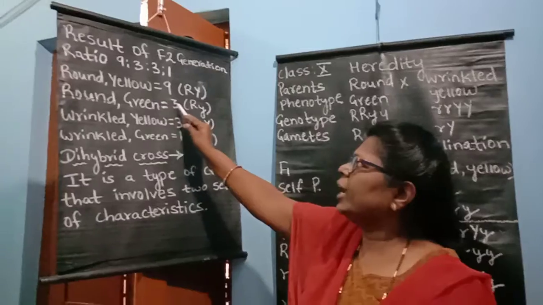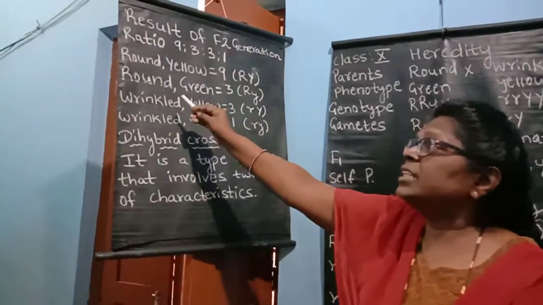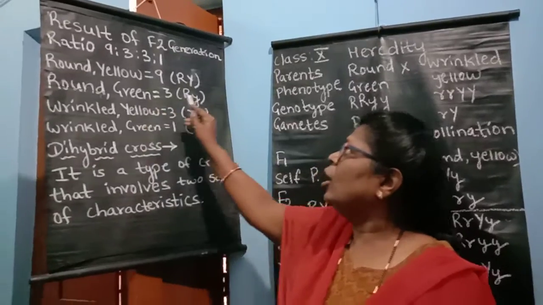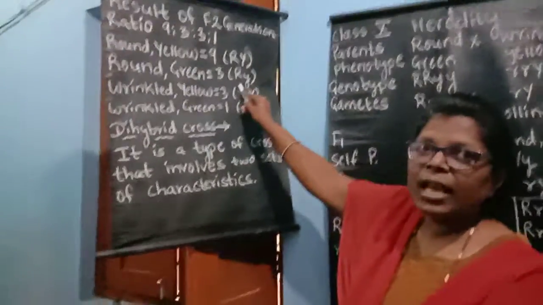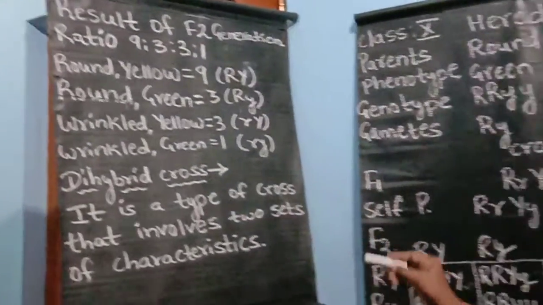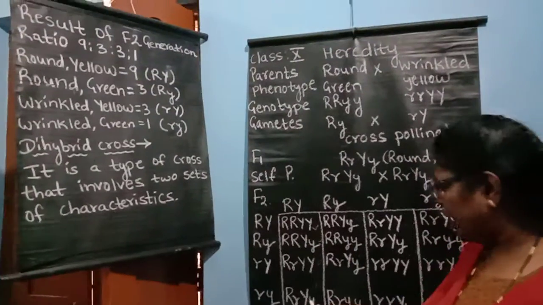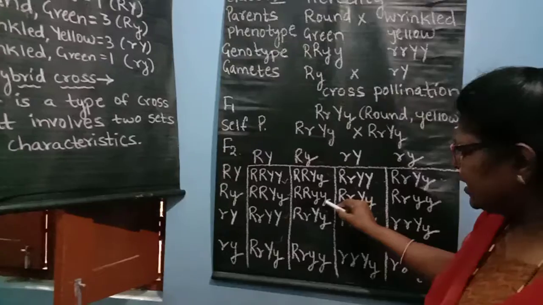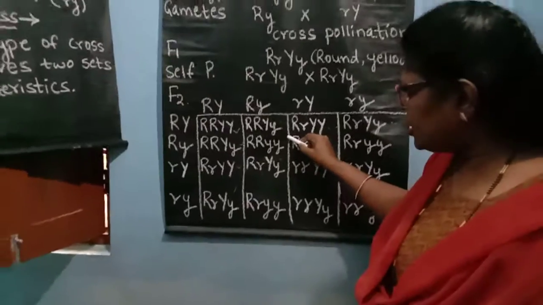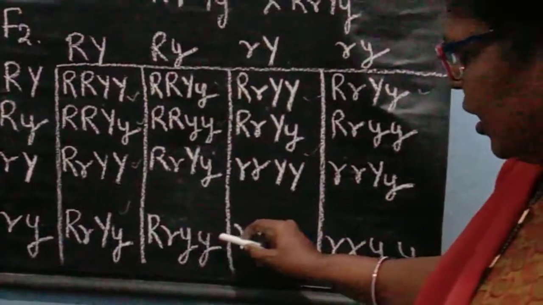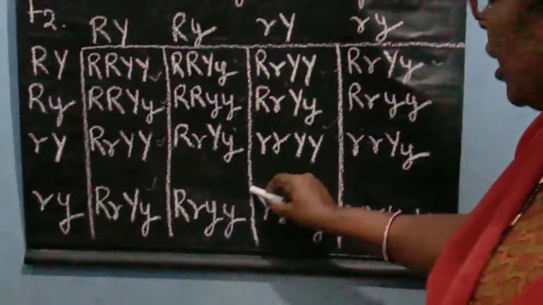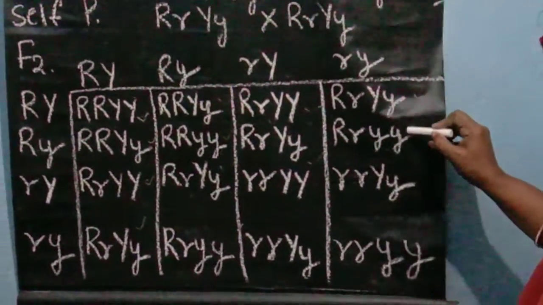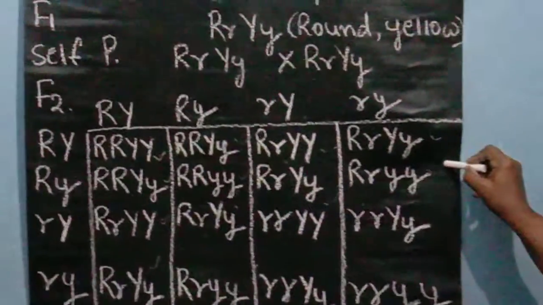Then come to the second ratio. It is 3. That means the seeds are round in shape and green in color. What is the gamete? Capital R, small y. Now children, you have to identify capital R and small y. See here, we got capital R, small y. Then next, here it is also there. Capital R, small y. Then again you have to see capital R and small y. So we got 3 ratio.